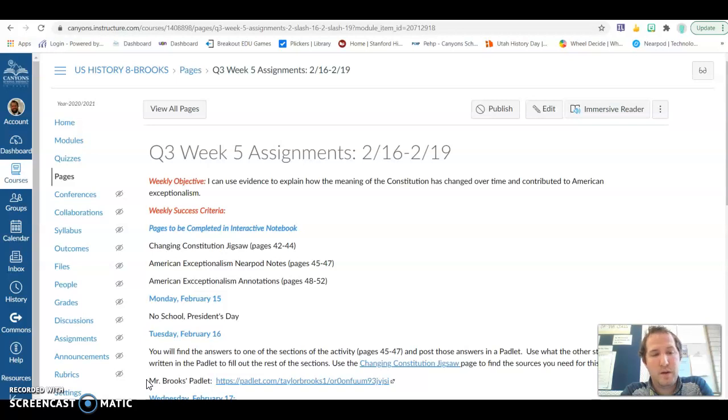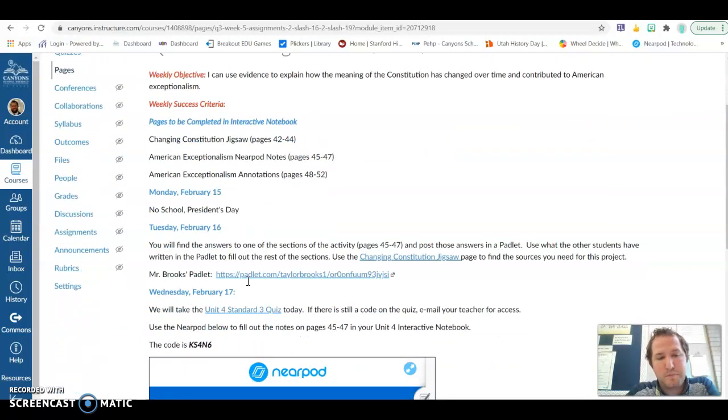Starting Tuesday, our weekly objective is: I can use evidence to explain how the meaning of the Constitution has changed over time and contributed to American exceptionalism. This week, you will be completing pages 42 through 52 in your interactive notebook. I'll go over each of these assignments individually.